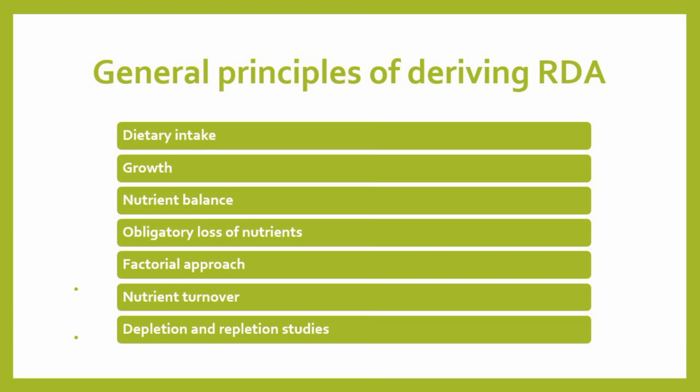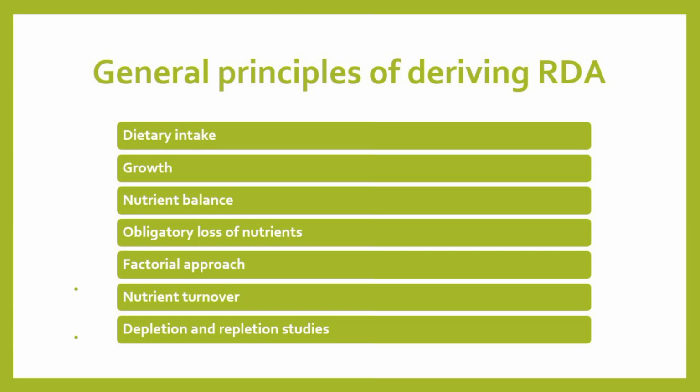Many types of approaches are taken by institutions to derive RDA for a population. The first is the dietary intake approach, used to derive the energy requirement of children. The calorie intake of healthy growing children is measured and used as a standard for RDA. Next is the method in which nutrient requirement is observed for a satisfactory growth rate. This approach is utilized to derive RDA for infants.